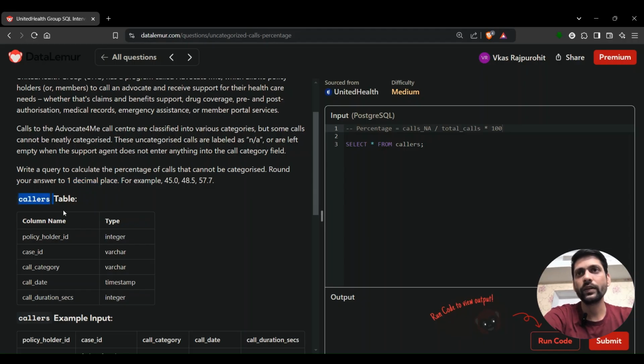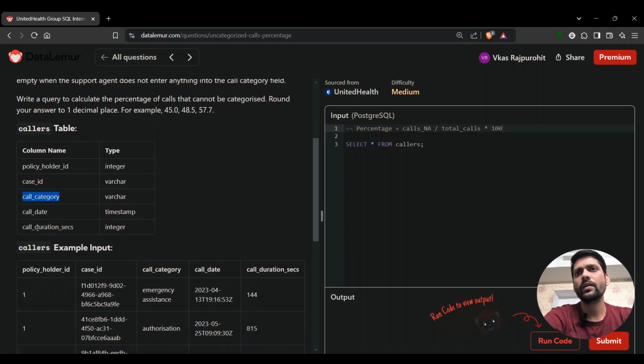And here is the table given. What are the columns in the table? Policy holder, case ID, call category, call date, call duration. So here we see we have two major important columns: case ID and call category. These are the columns we need to use to get the answer. So let's write our query.